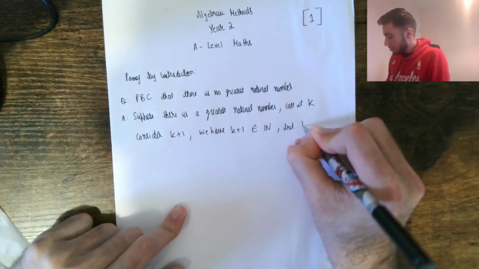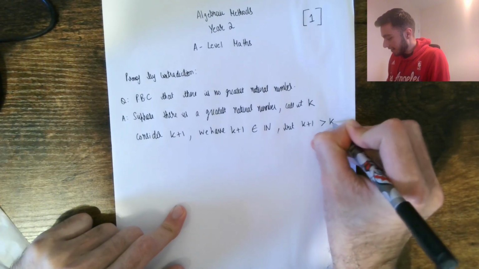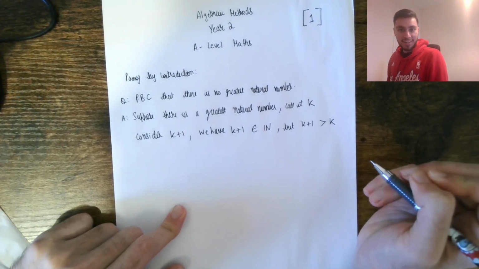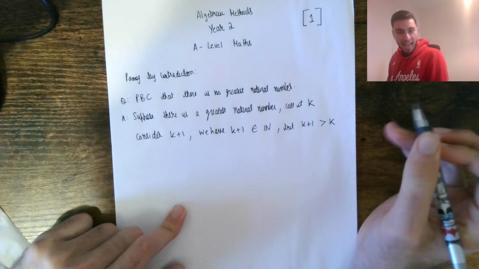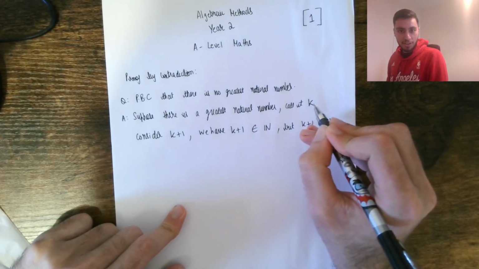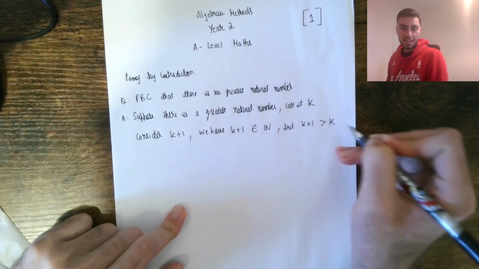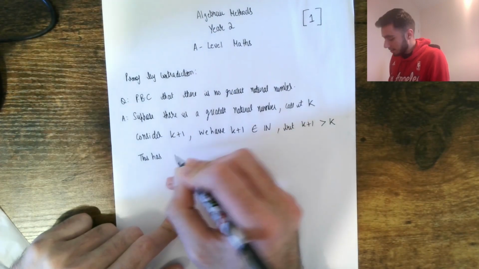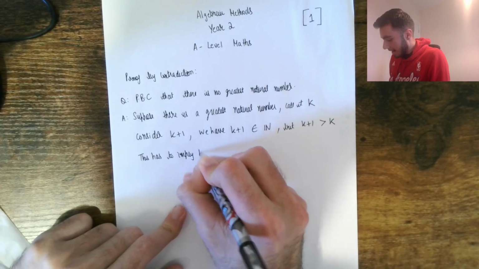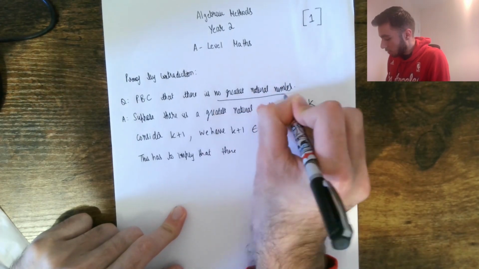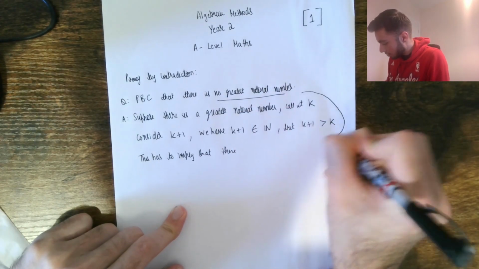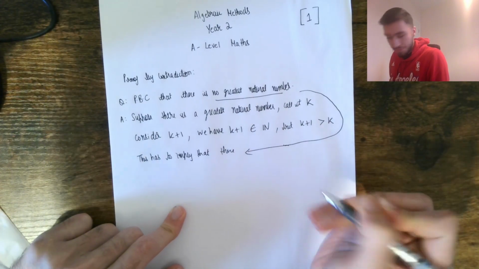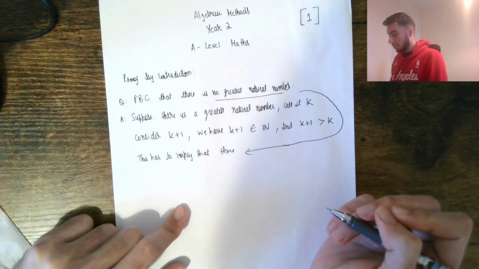But k plus 1 is actually greater than k, right? K plus 1 is actually greater than k. So how did it happen that we assumed there was a greatest natural number, but we could find another one which is greater than k? So this has to mean that our assumption was false. This has to imply the statement, no greatest natural number, which I'm just going to bring down right here. There is no greatest natural number.